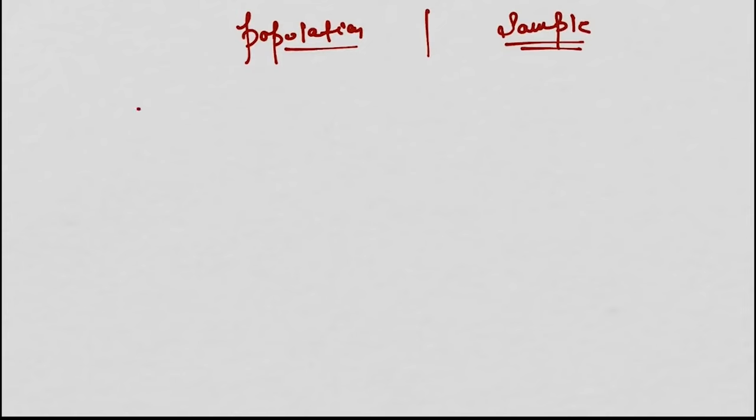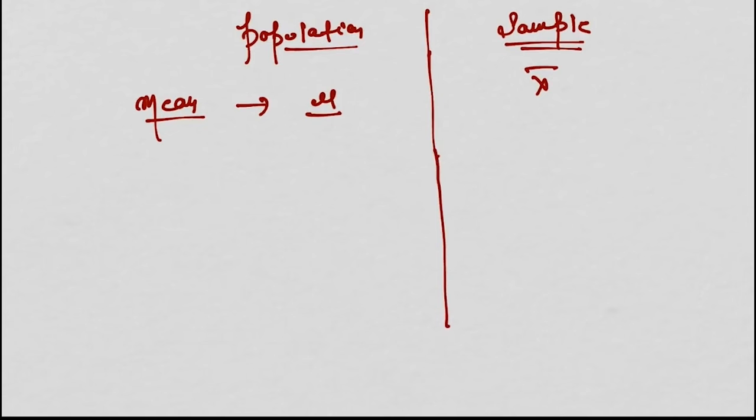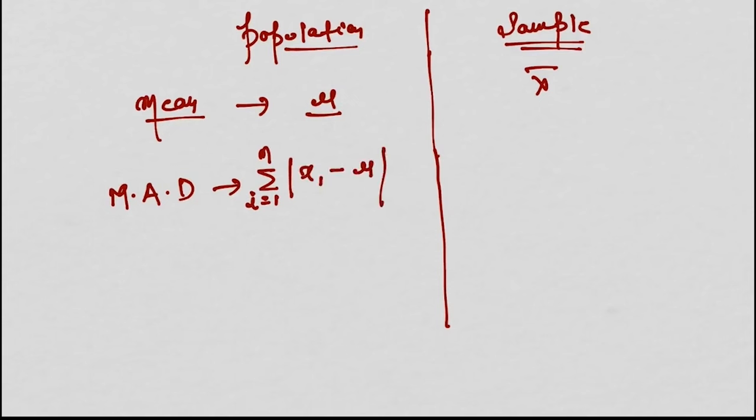However, I am trying to consolidate the different discussions about the population and the sample formulas. So for population and for sample, these are the formulas. The notation of the mean is different, the formula is the same: mu and x bar. For median and mode, there is no discussion about the formula. Then we have mean absolute deviation. Mean absolute deviation is given by the summation of modulus, i varying from 1 to n, of xi minus mu, divided by n.